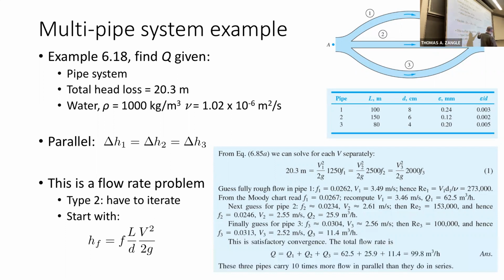And in this case, we'll see that for each one of these problems, we basically just solved 3 type 2 problems in parallel, 3 type 2 problems in a row. And from that, we'll be able to find our final flow rate, which is just the sum of all 3. Yes, if they were all the same diameter, then you just have to solve it once.